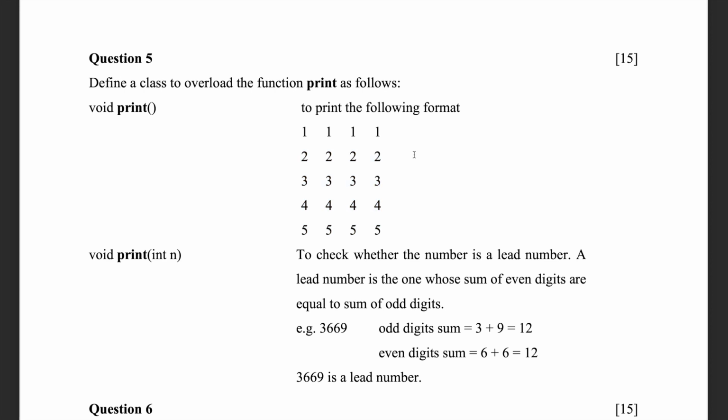Whenever I solve pattern questions, I always request you to observe the output first. Output happens left to right and top to bottom. So you have to print this line first, then this line, then this line, then this line, and then this line. So we have 5 lines in all.